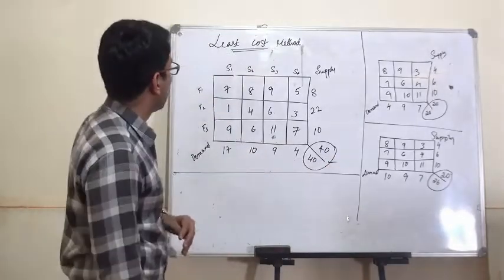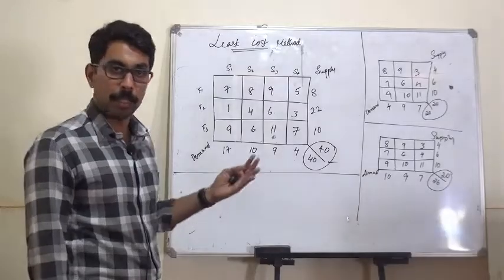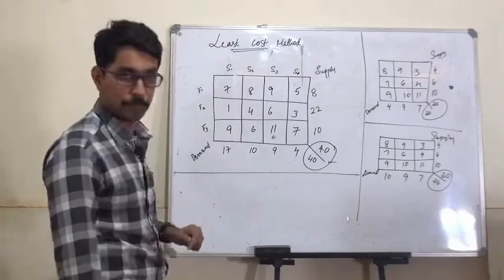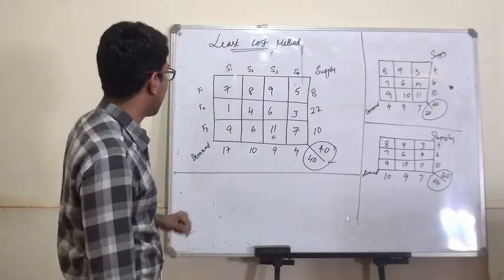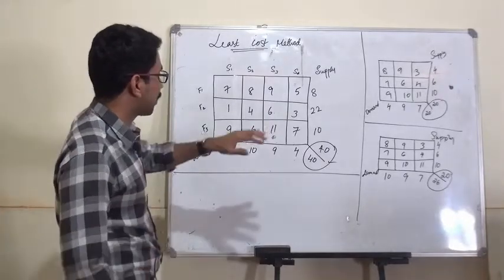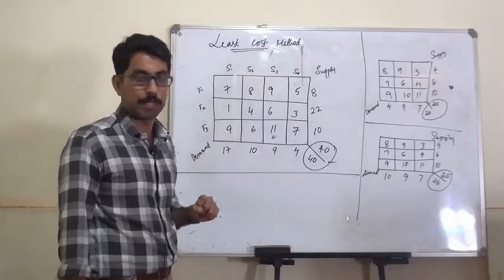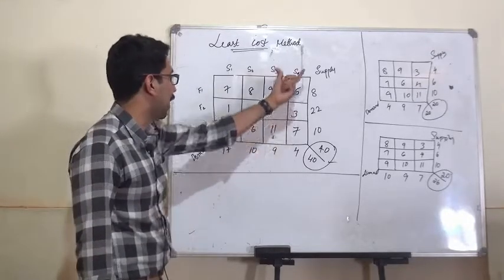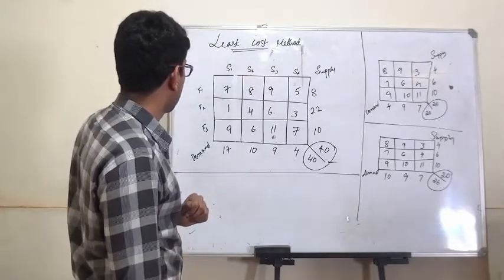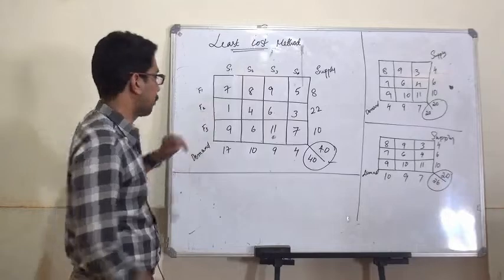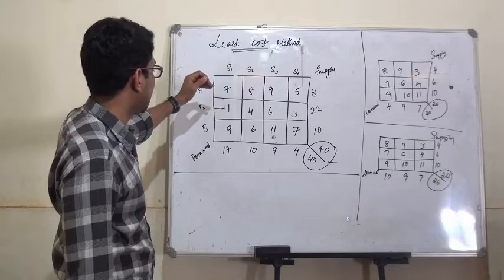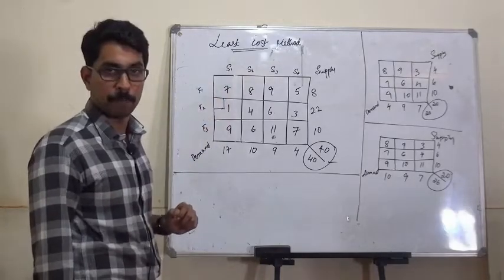After checking whether the given table is balanced or unbalanced, we can move to the next step, that is allocation of values. In the least cost method, we have to start with the least value. That means we have to identify the least value in this table. This table has the least value, that is 1. So I am going to allocate the value in this cell.